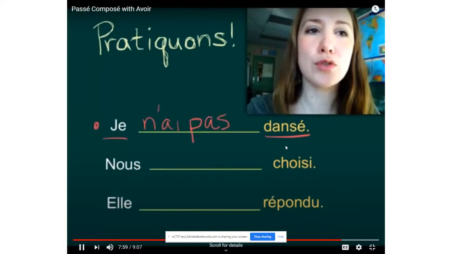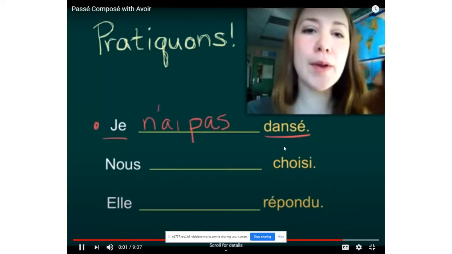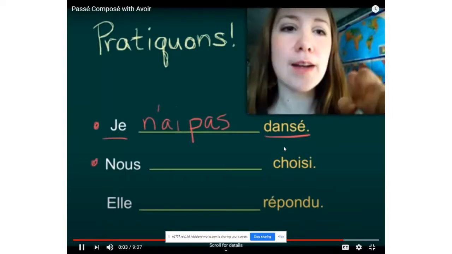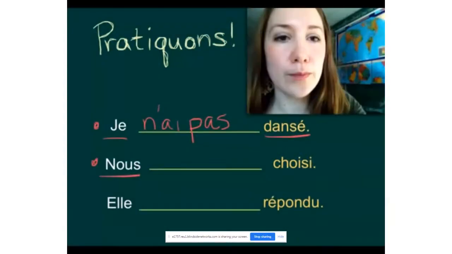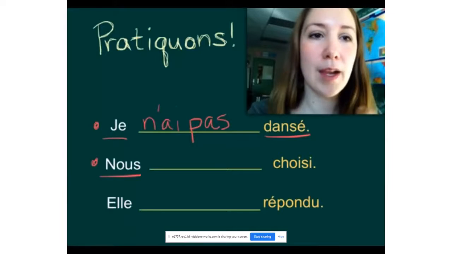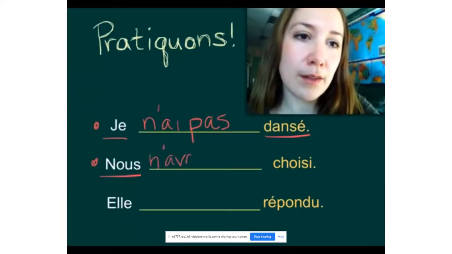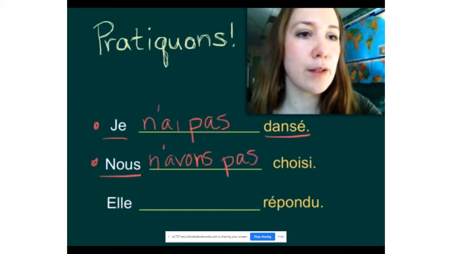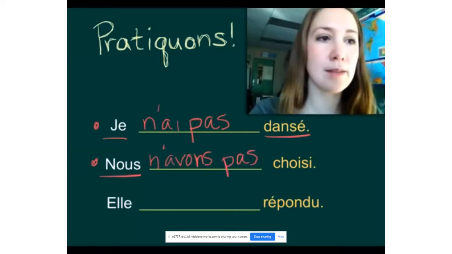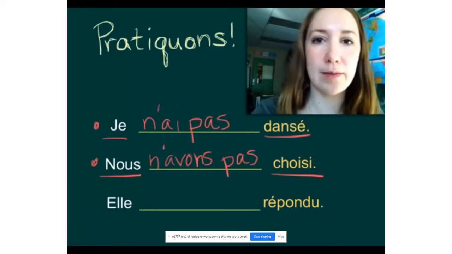How about the next one? Instead of saying we have chosen, we want to say we have not chosen. What would you put in that blank? We have nous, we, and we would put n'avons pas. We have not chosen. Choisi. Nous n'avons pas choisi.